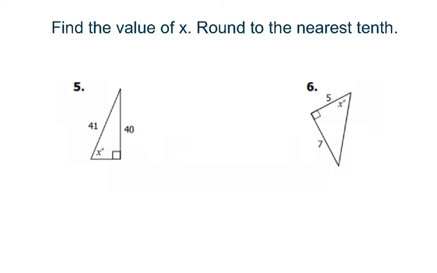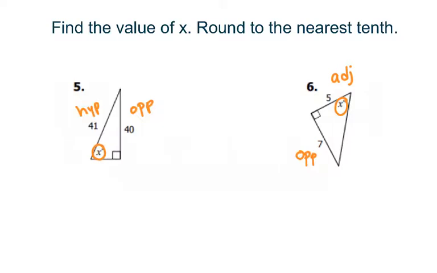Okay, so what I want you to do right now is pause the video and try both 5 and 6. See if you can do it. Pause the video in 1, 2, 3. The first thing that's always helpful to do is just label if you have opposite, adjacent, or hypotenuse.